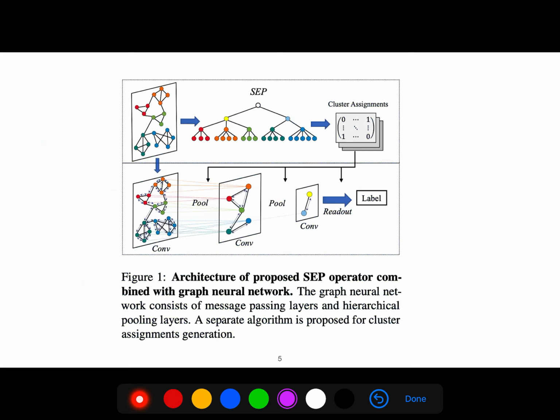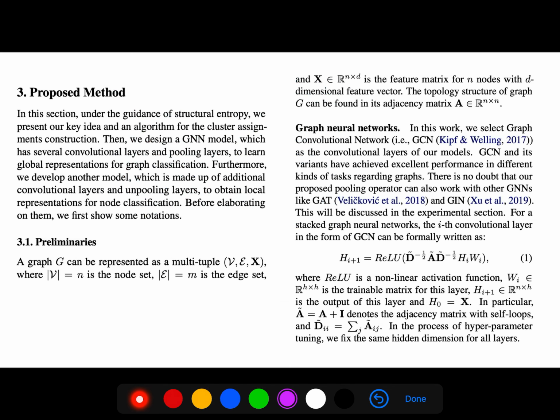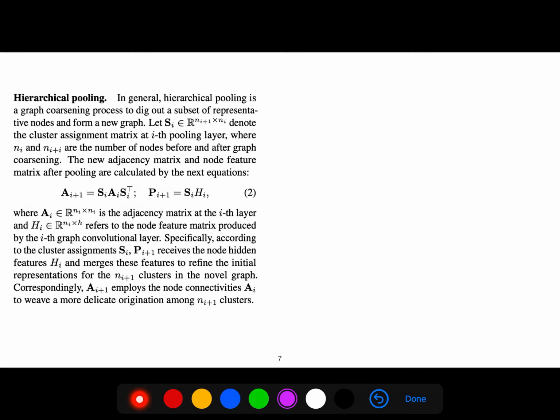This is the architecture of the proposed SEP operator combined with a graph neural network. The graph neural network consists of message passing layers and hierarchical pooling layers. A separate algorithm is proposed for cluster assignment generation. So we have this graph neural network, and then hierarchical pooling is a graph coarsening process to dig out a subset of representative nodes and form a new graph.